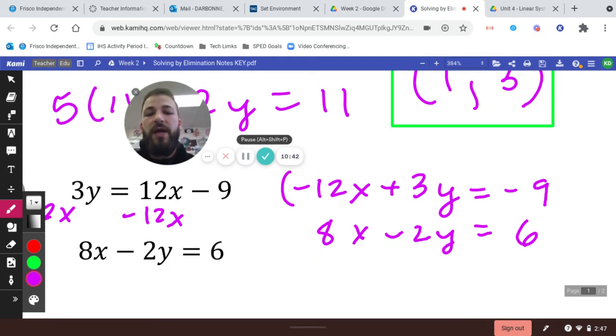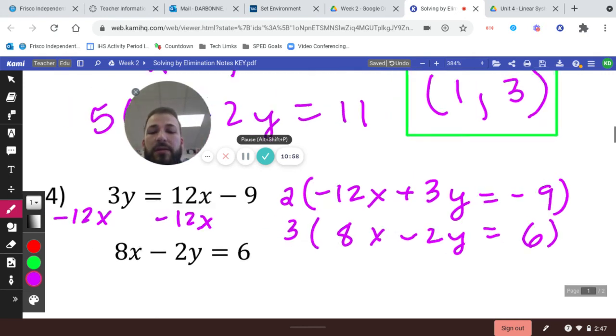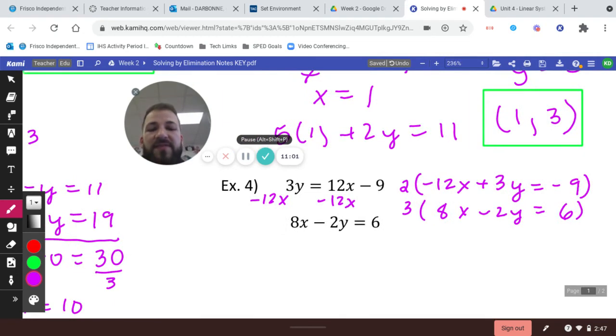I'm going to multiply this entire first equation by 2 because 2 times 3 is going to give me 6. For my second equation, I'm going to multiply the entire second equation by 3 because 3 times negative 2 is going to give me negative 6. So both of them are going to be 6s. So as I do that, that gives me negative 24x plus 6y is equal to negative 18, and 24x minus 6y is equal to 18.